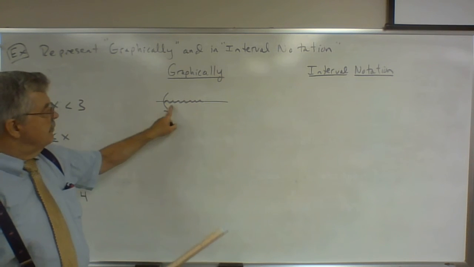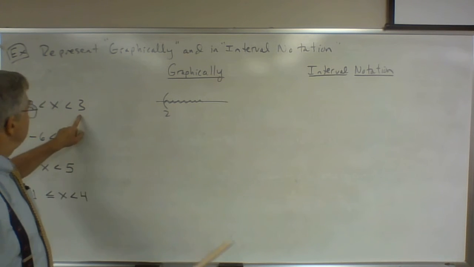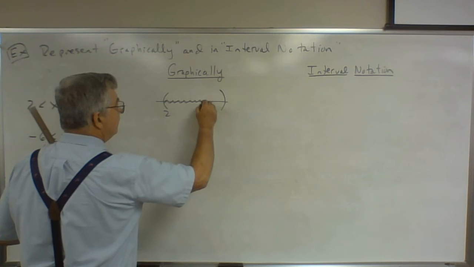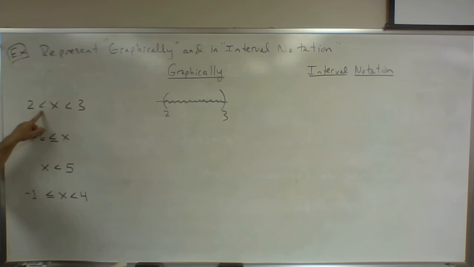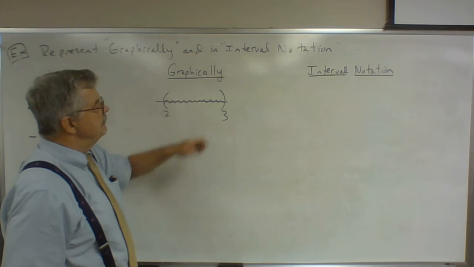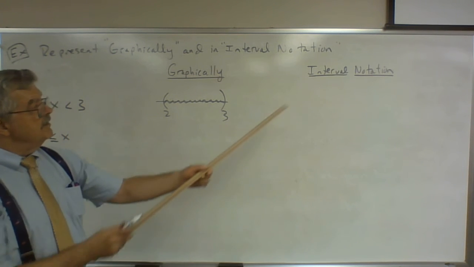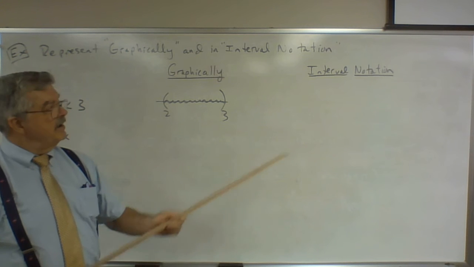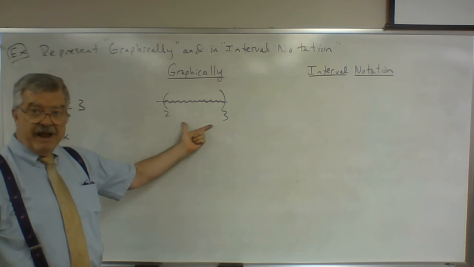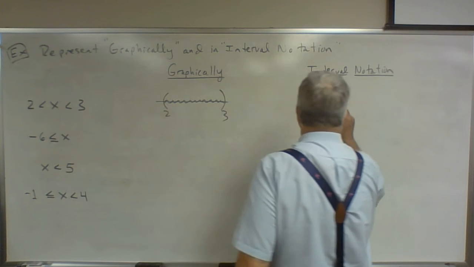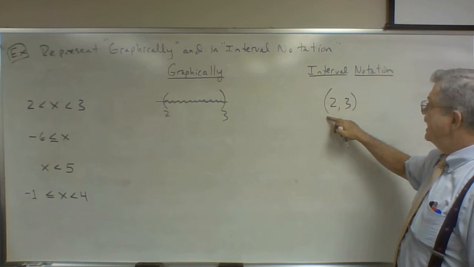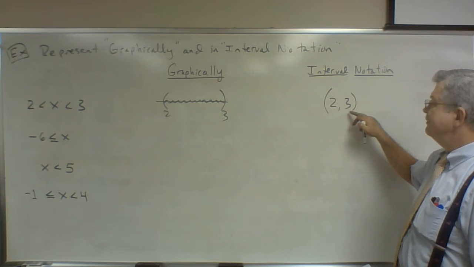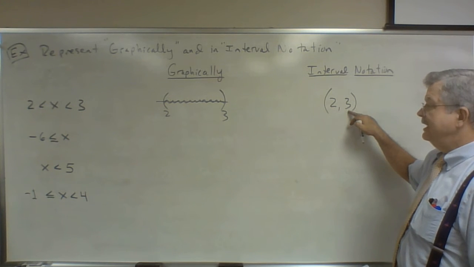This is x is greater than 2, right? X is less than 3. And notice, x can't equal 2 and x can't equal 3, so we use the round parentheses on both. And in interval notation, remember our interval notation mimics what the graph looks like. So all the real numbers between 2 and 3, and we have round parentheses meaning that x can't equal 2, x can't equal 3.